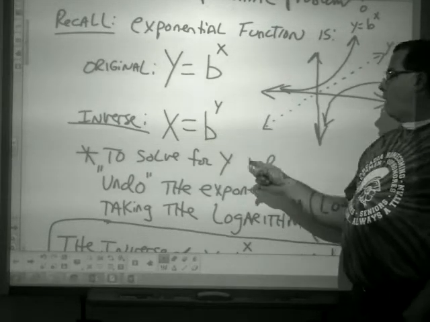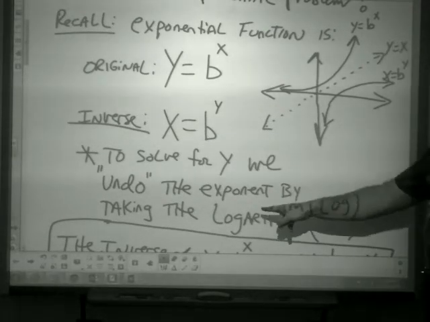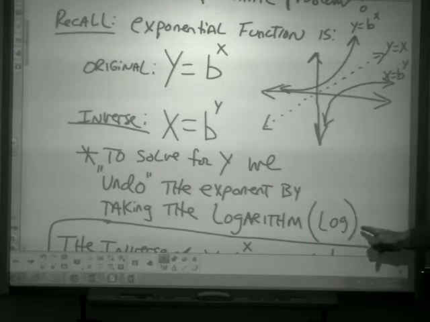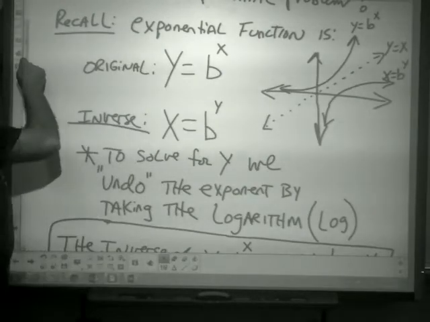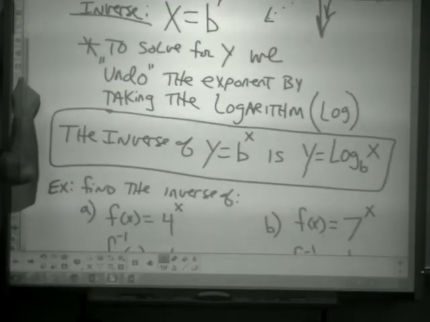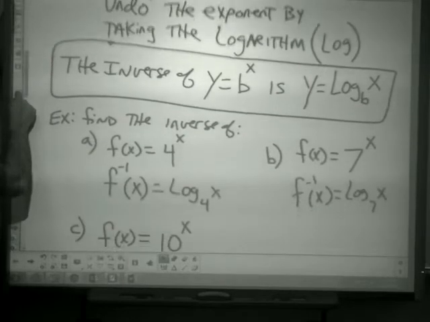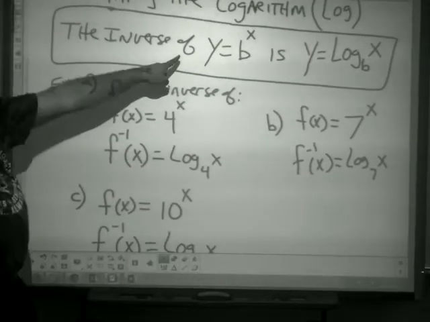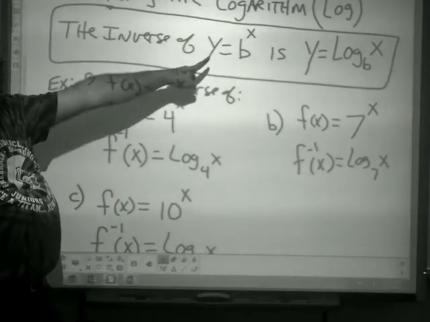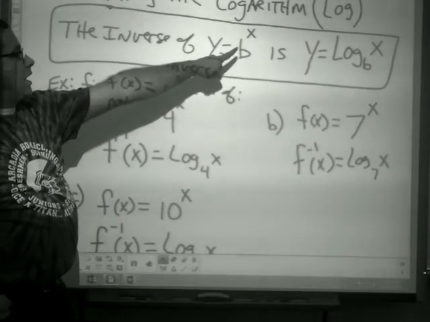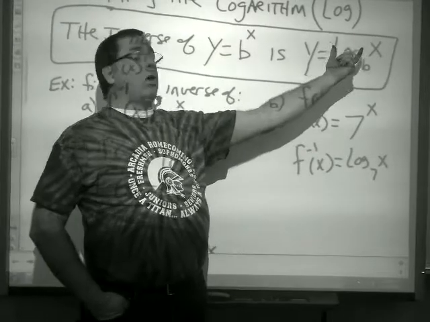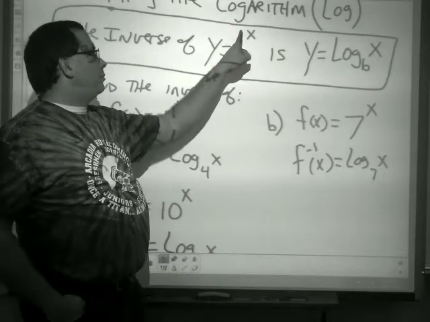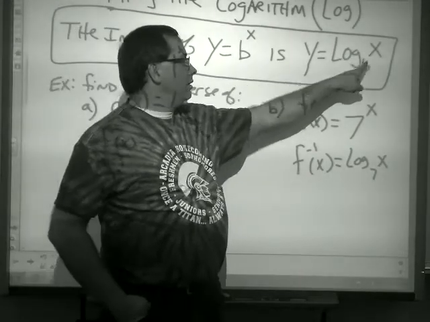So to solve for y, we undo the exponent by taking what's called a logarithm, or we write the word log for short. All right, so that's new, and it's used to undo exponential situations. All right, so the inverse then is to take the log of this side. And so taking the log, we just write the word log in here. This is now the base, and this is a number.